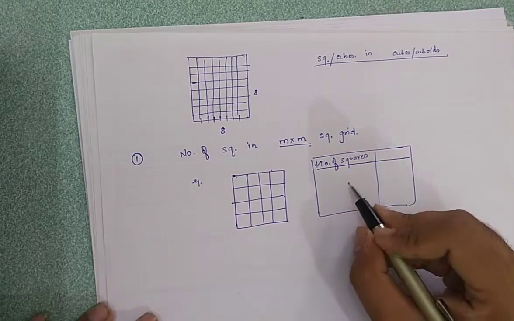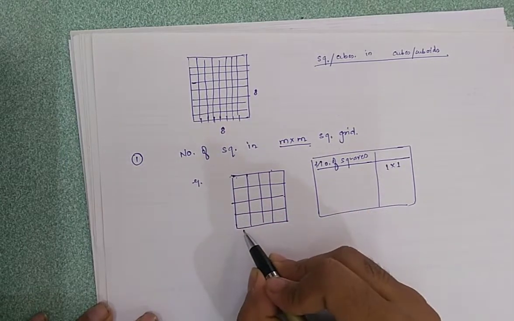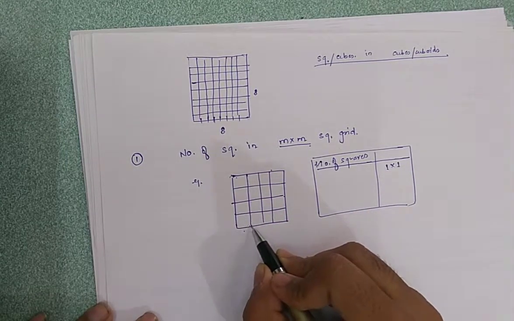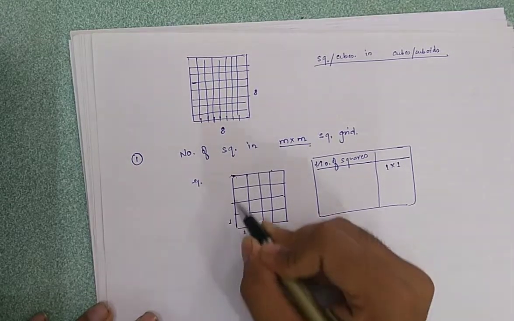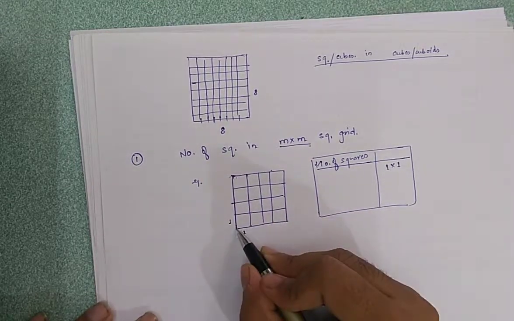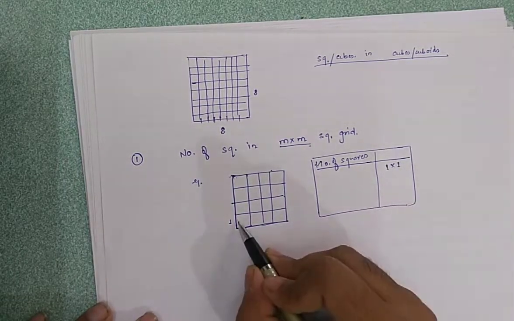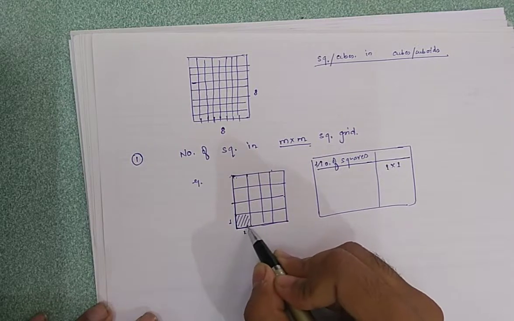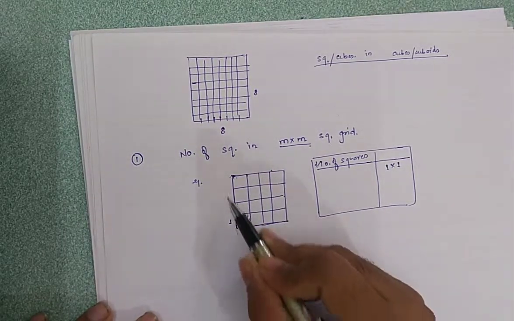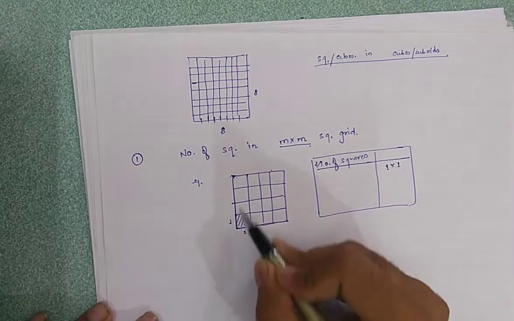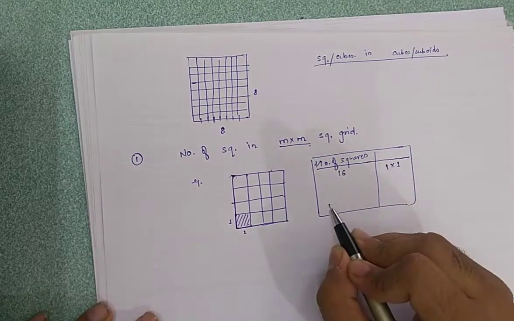What are the different numbers of squares of 1 into 1 size? Let us assume that all these are perfect squares of 1 into 1. So the row is of 4 centimeters or 4 units and the column is also 4 units. So the number of squares of 1 into 1, such type of squares, we know there are 16 such squares, 4 multiplied by 4. So altogether we have 16 squares.